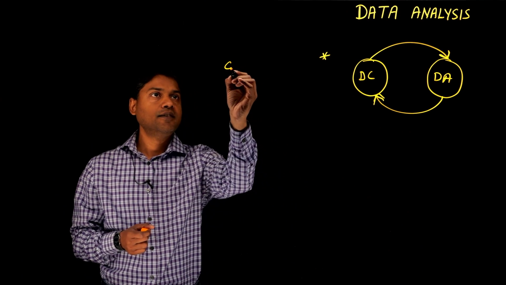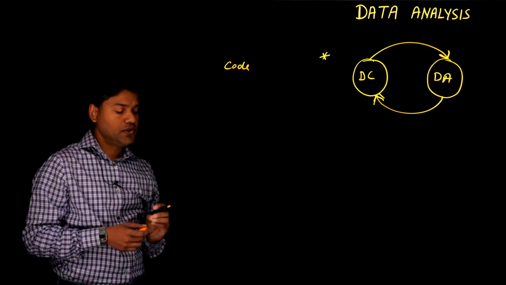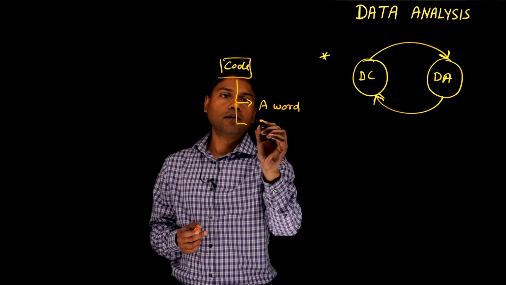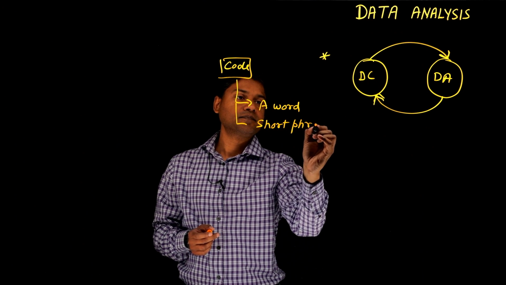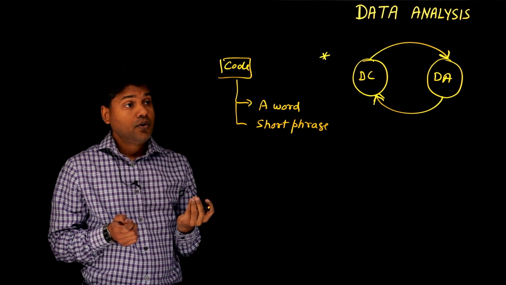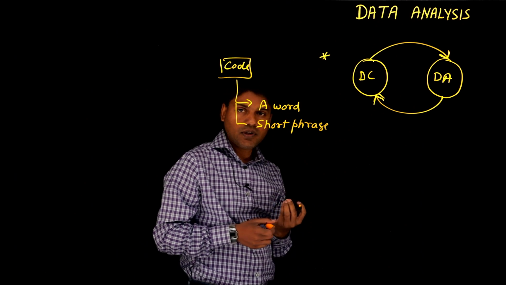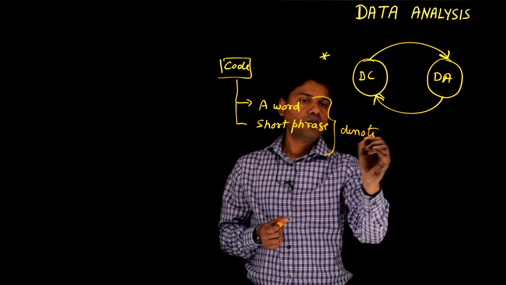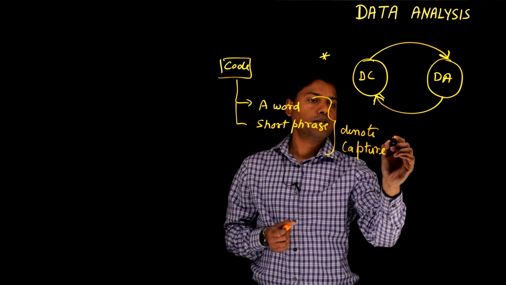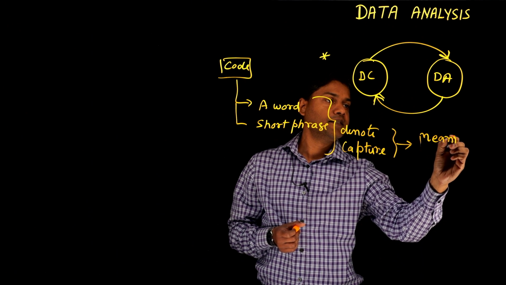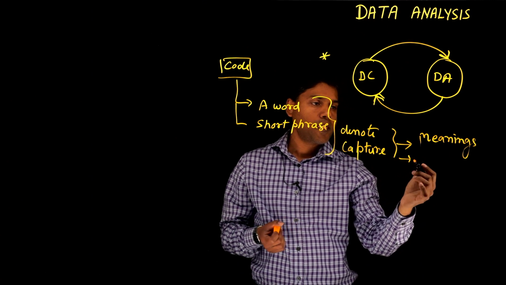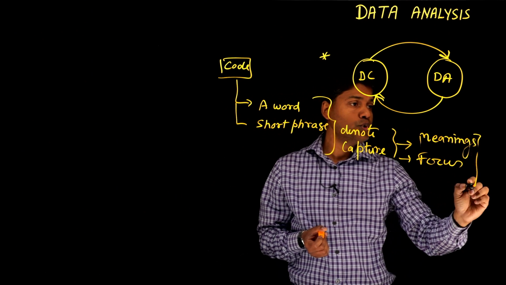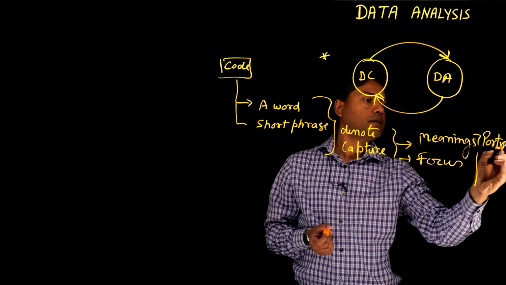So the word code in the context of qualitative research is basically either a word or a short phrase that a researcher uses to denote or capture the meaning or focus of a datum, a portion of data, not the whole data.